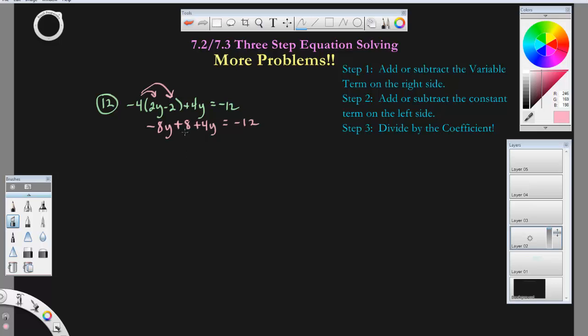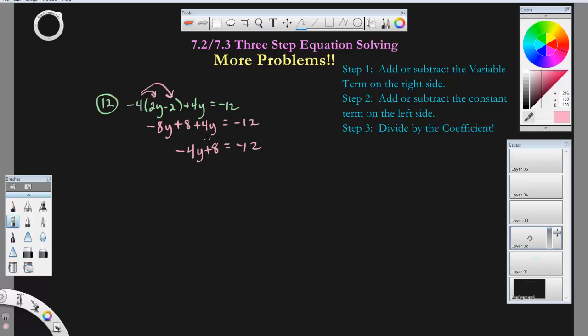Okay? We can still keep simplifying though. I got negative 8y plus 4y. Negative 8y plus 4y is negative 4y plus 8 equals negative 12. So this actually didn't turn into a 3-step problem. I don't think the steps actually started yet. We're just doing a bunch of simplifying over there. You've been practicing that for several chapters now. So to solve this is more of a 2-step problem.